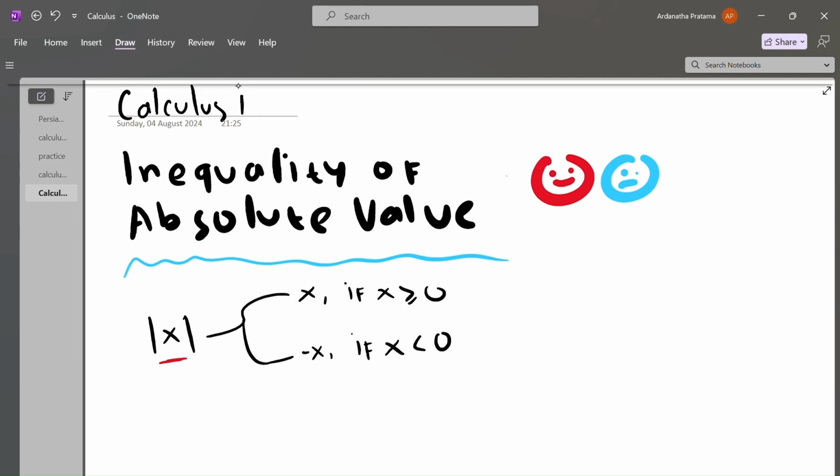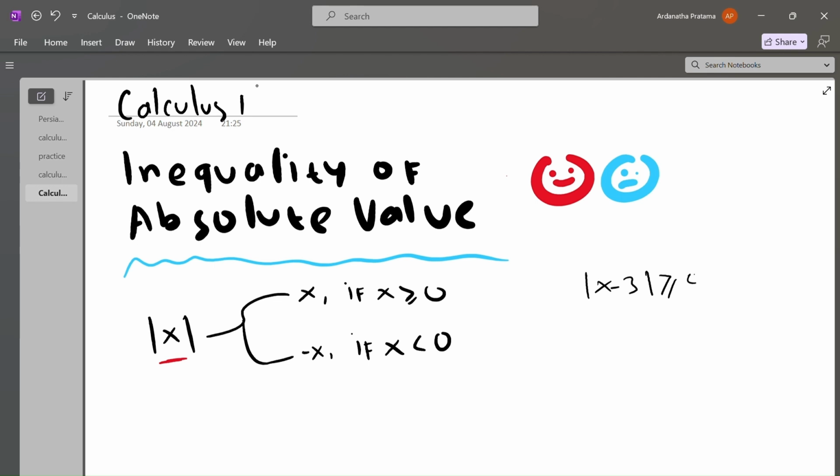We have x if x is greater than or equal to 0, and we will have minus x if x is less than 0. It means if we have the positive x, let it be positive, and if we have negative, let it be negative. And I will take an example of inequality. So this is the absolute value of x minus 3 is greater than or equal to 4.